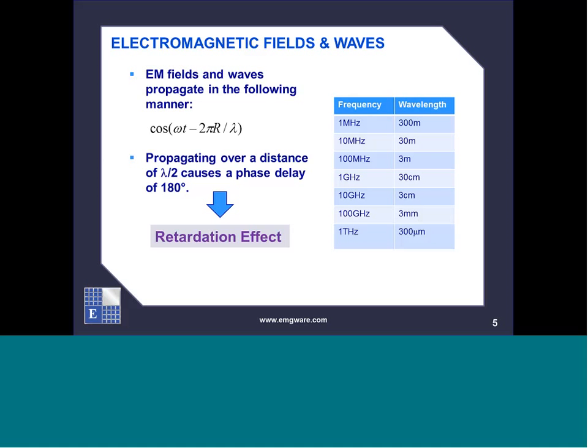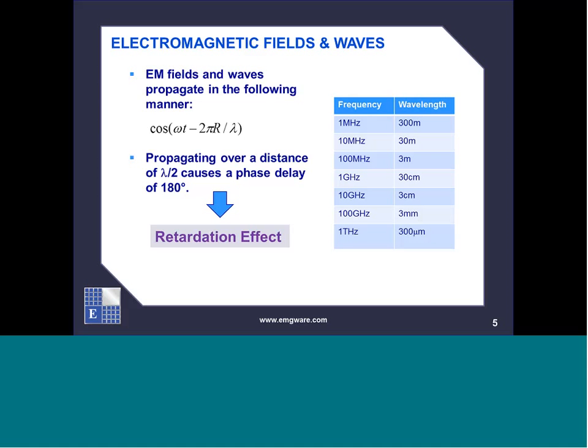So the table on the right shows a couple of frequencies and the corresponding wavelengths. At 100 megahertz, the wavelength is 3 meters. No electronic circuit is as big as 3 meters, so we don't have to worry about wave retardation or wave delay effects. But when you go to high frequencies like 10 gigahertz, 3 centimeters is the wavelength, and when you go to 100 gigahertz, the wavelength is 3 millimeters, right? So half a wavelength, which means 1.5 millimeters, which is well within most electronic circuits, is going to cause a 180 degree, basically a phase reversal.